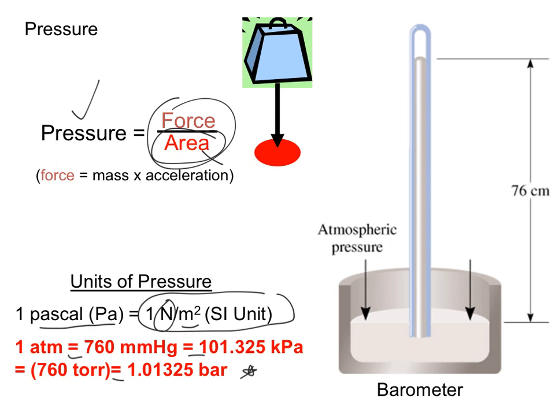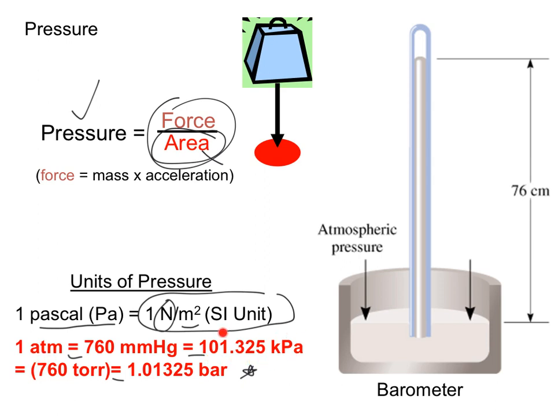What this is telling you is that 1 ATM is equal to 760 millimeters of mercury. 1 ATM is also equal to 101.325 kilopascals. 1 ATM is also equal to 760 torr. 1 ATM is equal to 101.325 bar. We can also interrelate any of these other units to one another, so it doesn't just have to be through the 1 ATM.